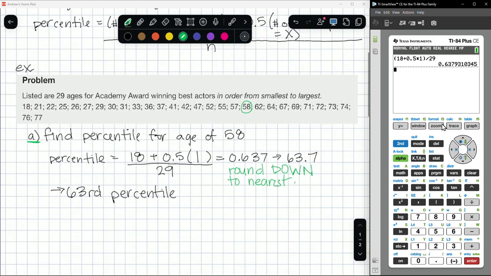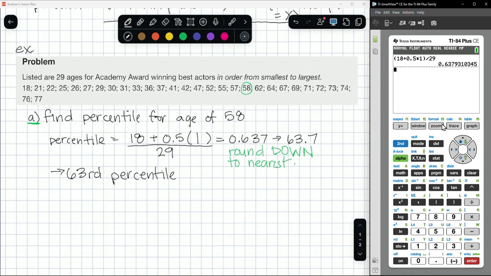We're going to try another one for practice because it's good for us. So we're going to repeat. We want to find the percentile for an age of 25.